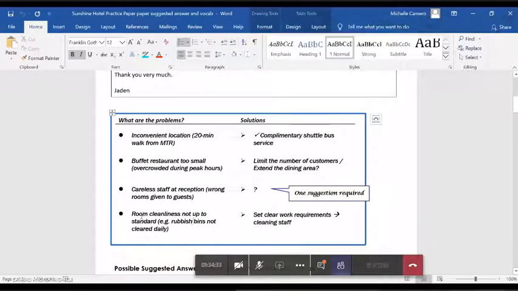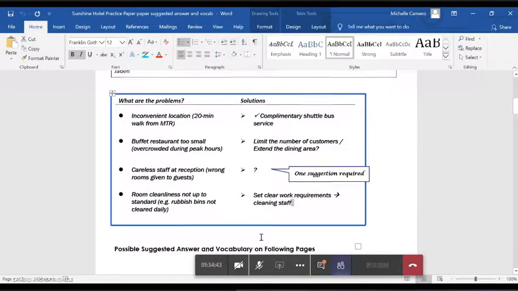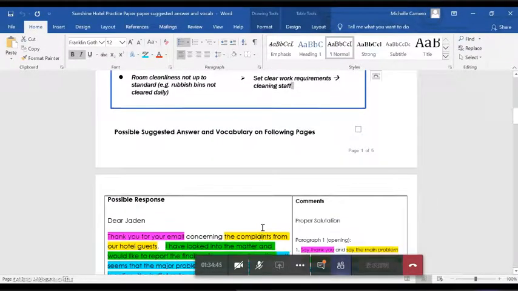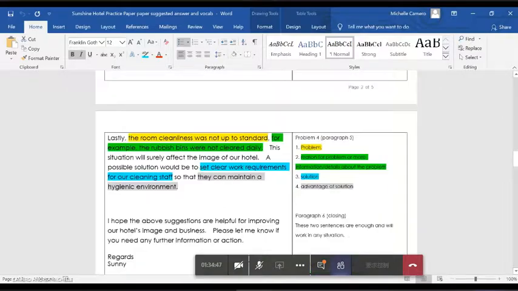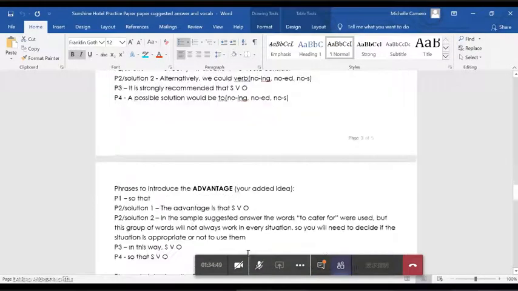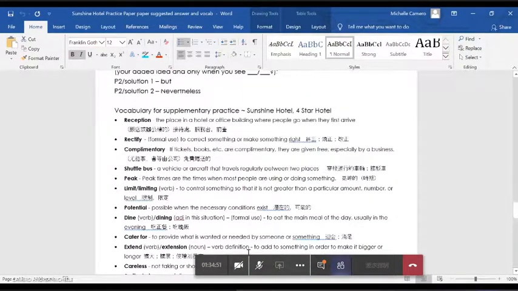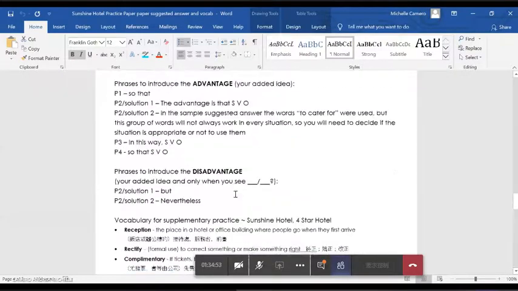Problem number 4 is room cleanliness is not up to standard. For example, rubbish bins were not cleared daily. What is the solution? Set clear work requirements for the cleaning staff, and again, you must add your own advantage to this. All right, so I did provide vocabulary. Vocabulary is down here. Okay, so you'll see that there is vocabulary if you want to go and look at this paper.